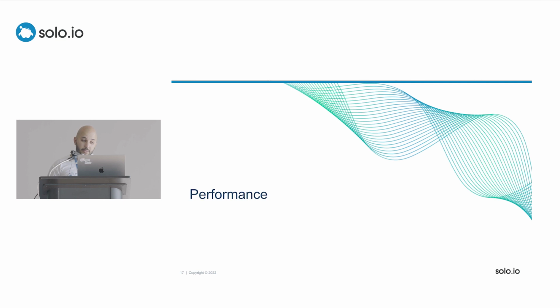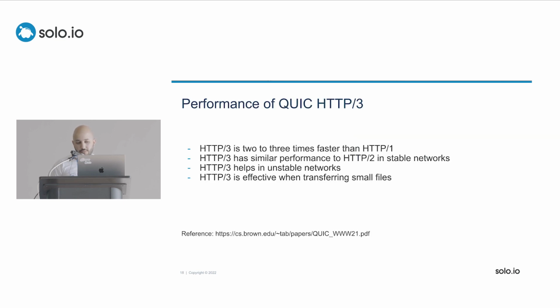In terms of performance, a quick thing here. We see that HTTP3 is way better than HTTP1, that's for sure. But we see similar performance between HTTP2 and HTTP3 in good networks. HTTP3 is way better when networks are not stable, like with packet loss and all this stuff. That's basically the reality of our world already. And also, HTTP3 is really effective at transferring small files, if you think about a couple of files here and there.